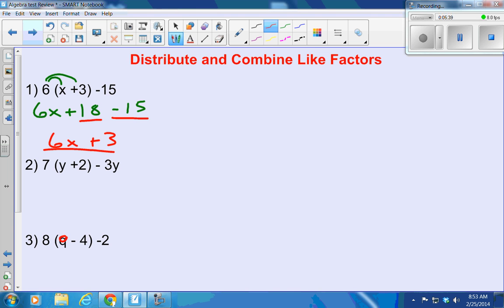Make sure for number 3 that that's a Q. You know that. And please pause your recording now and do number 2 and 3.